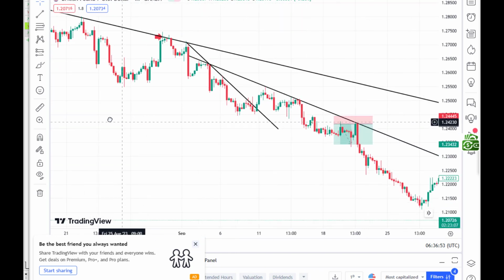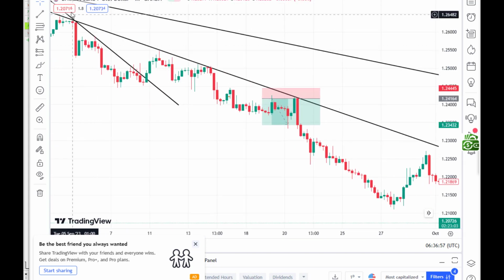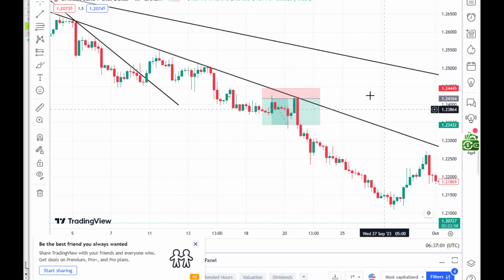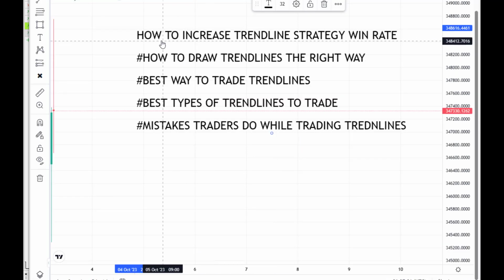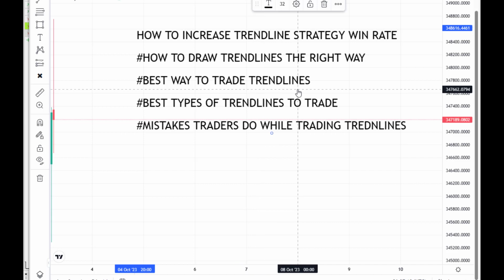You are just connecting their tops, and then you just want price to hit the first, second, because from here when you connect first, second, and price starts hitting first, now it just forms a resistance. Now let me go back to our course outline. I've talked about how to draw trend lines the right way. Now the best way to trade trend lines, I've shown you how you can trade trend lines.